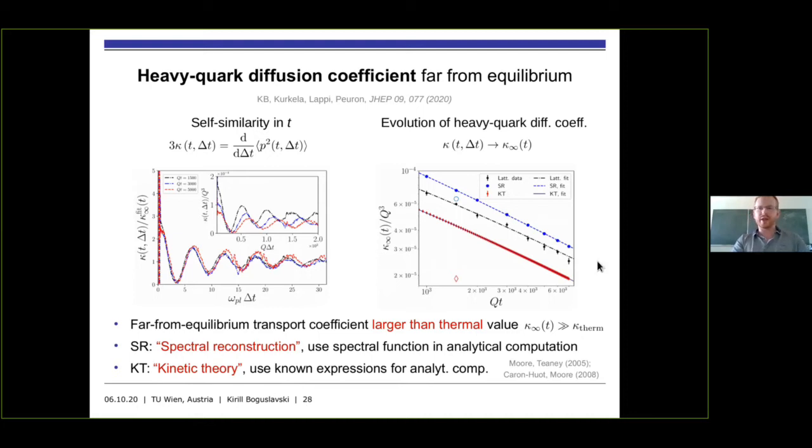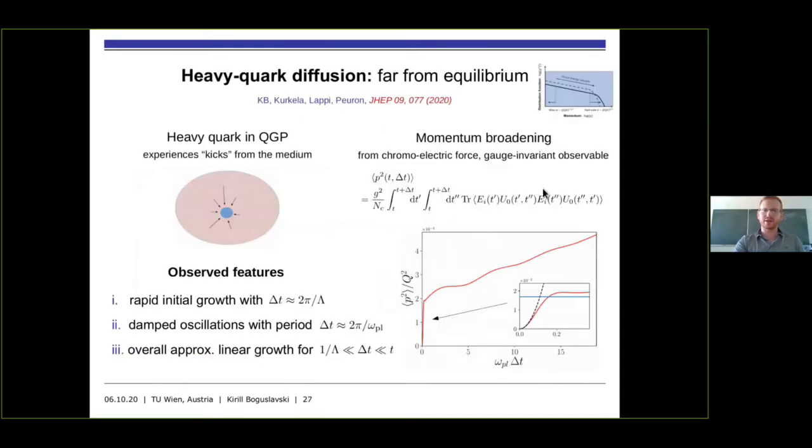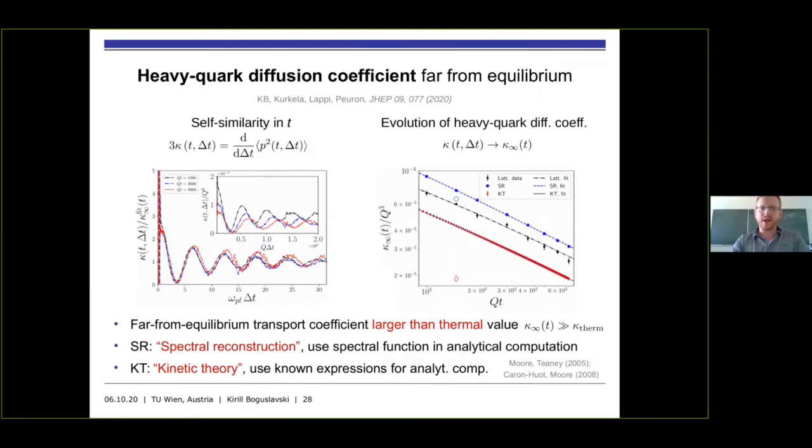And you can compare that to different perturbative methods. One of them is the spectral reconstruction method, which we suggested. So what you do is you look again at this correlation function, you plug in the spectral function that we know from previously, the one that one can extract from the lattice, and one can reconstruct using the spectral function what the heavy quark diffusion coefficient should look like. These are the blue dots. And the red dots use a leading order kinetic theory formula that is known, for instance, in thermal equilibrium, but can also easily be used out of equilibrium.